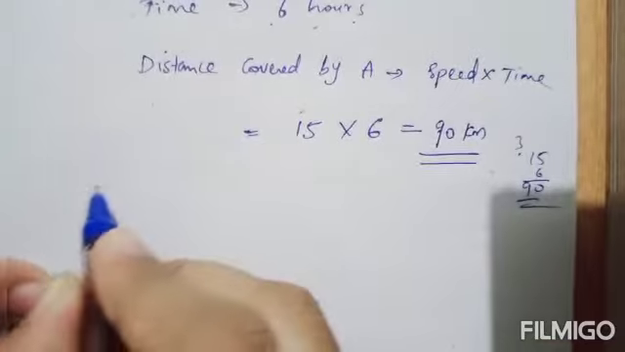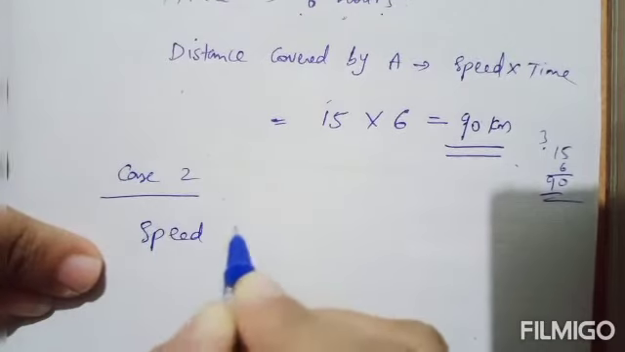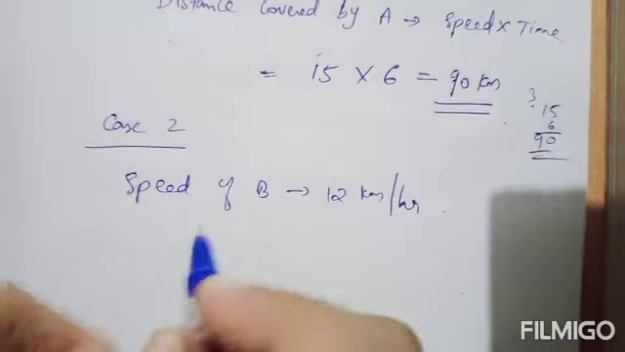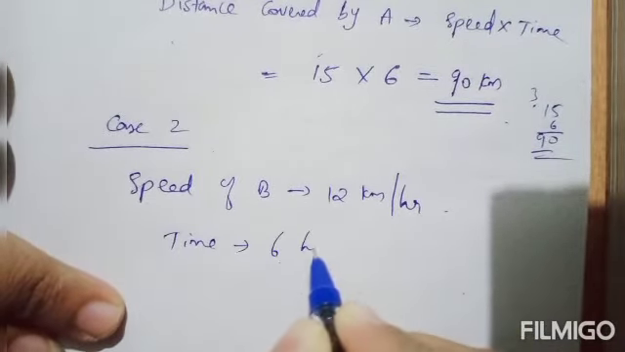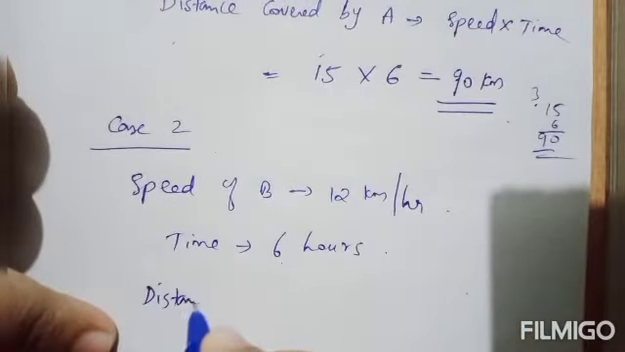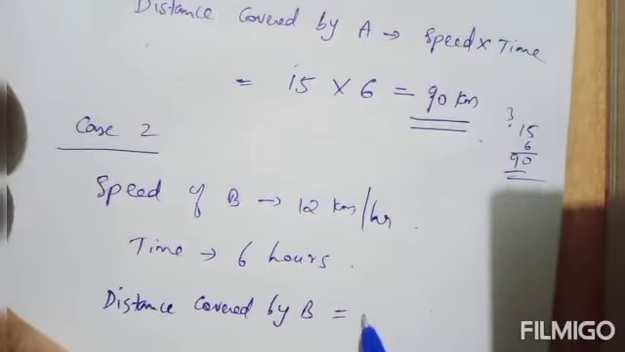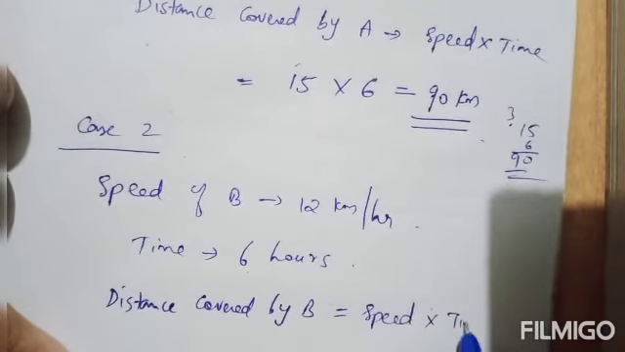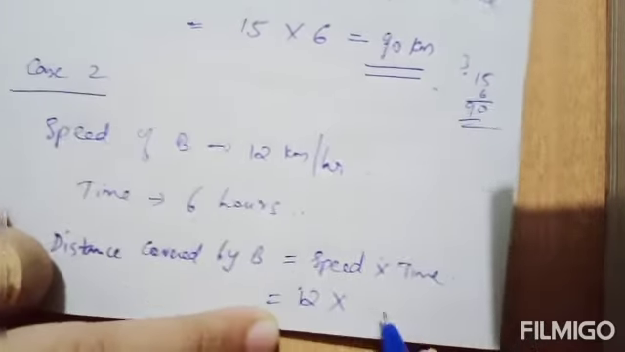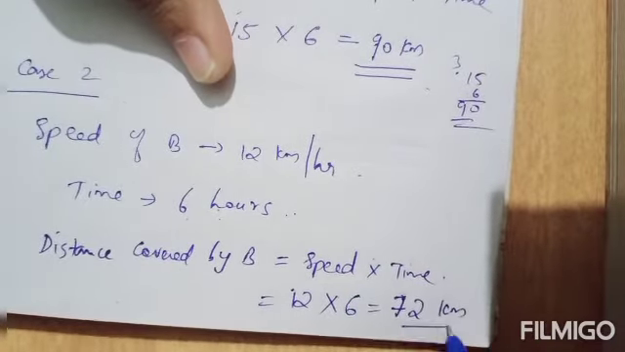Next we can take case 2, that is B's case. Speed of B, what is given? Speed of B is 12 km per hour. Now time you can take as 6 hours only. After 6 hours case you need to find here. Now what will be the distance covered by B? Distance equals speed into time, the formula we know. Now speed is 12 into time 6. 12 into 6, you will get 72 km.